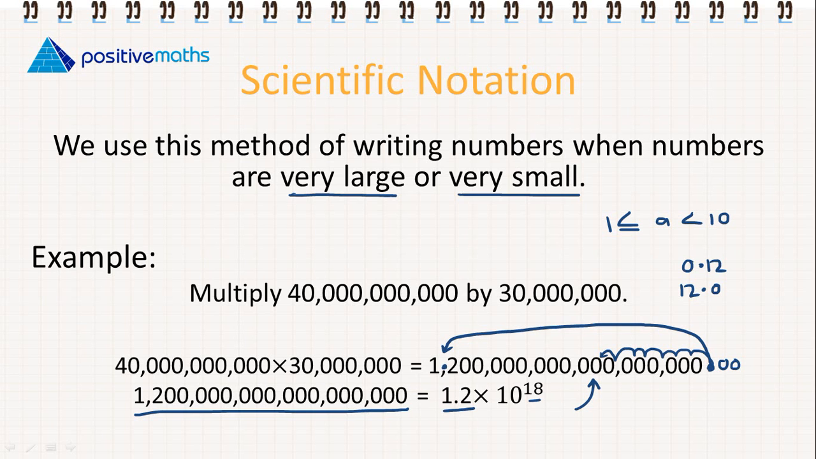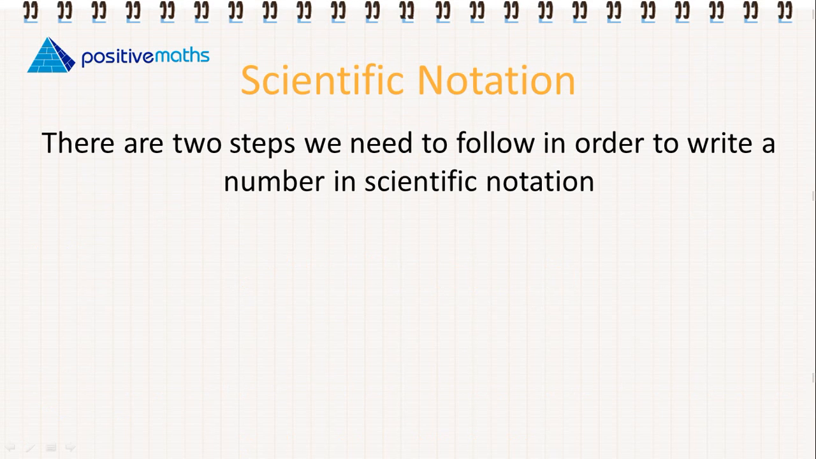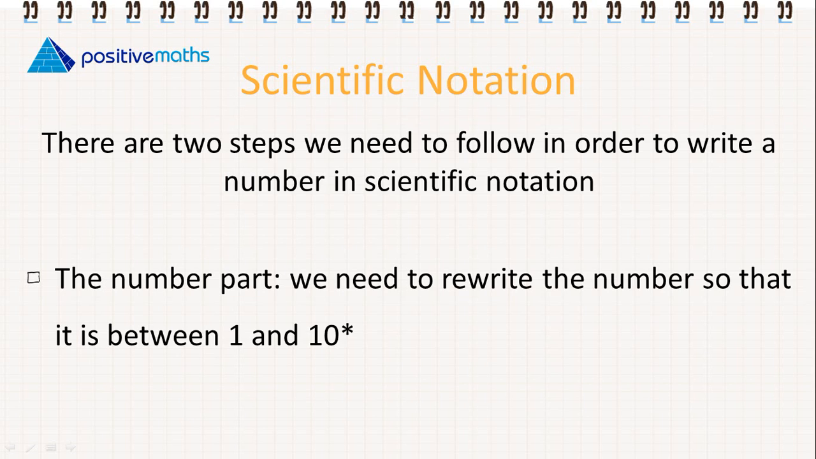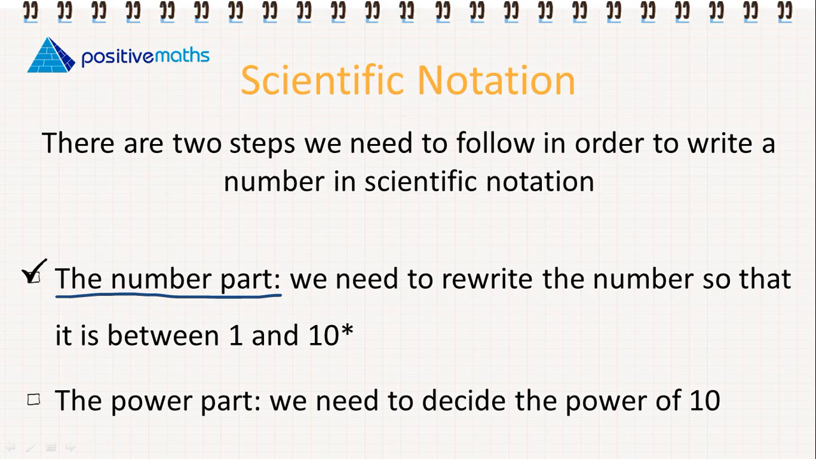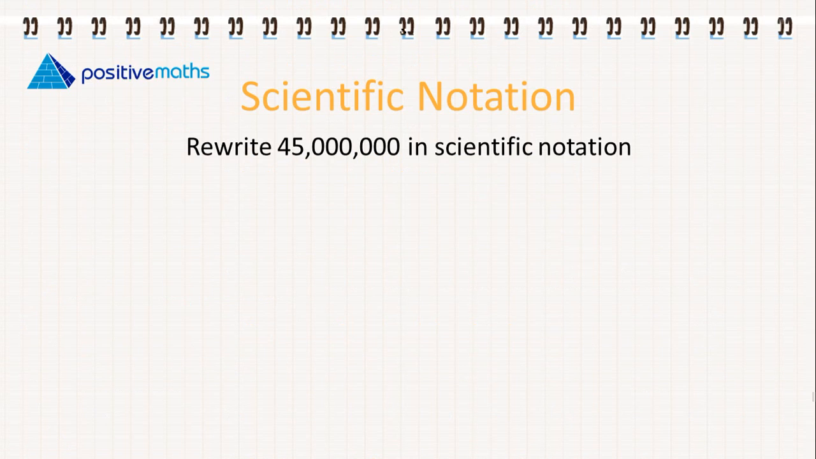We'll need to do a few examples to get used to this concept, and there are 2 steps we need to follow. First of all, the number part: we need to rewrite the number so that it is between 1 and 10, and it can't be 10. Step 2, the power part: we need to decide the power of 10. So they're the 2 steps we're going to follow.